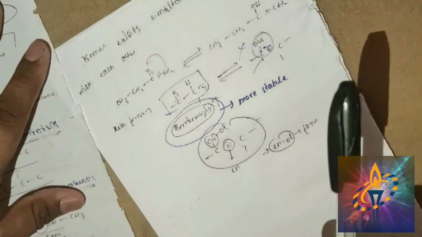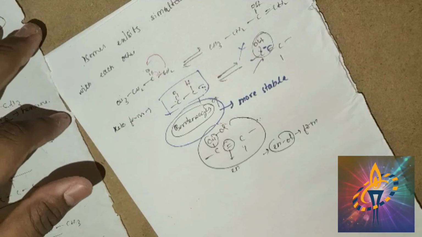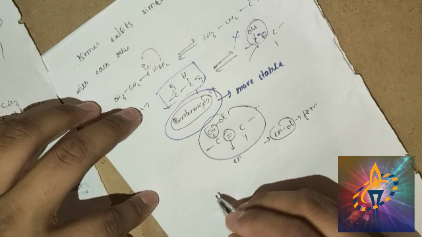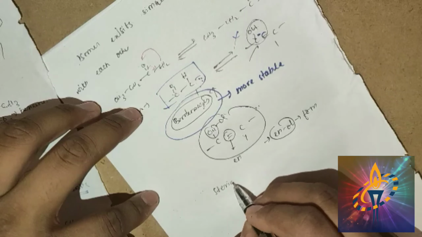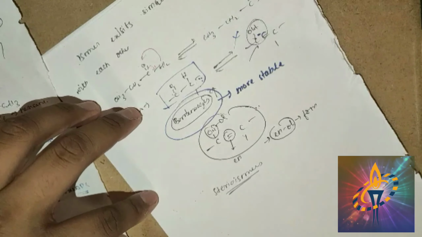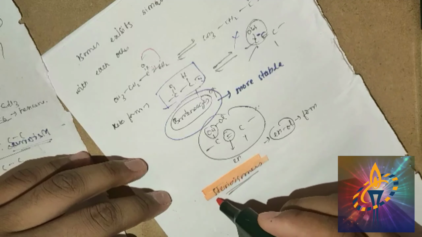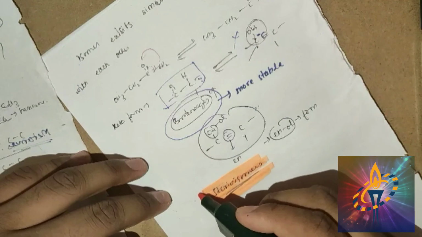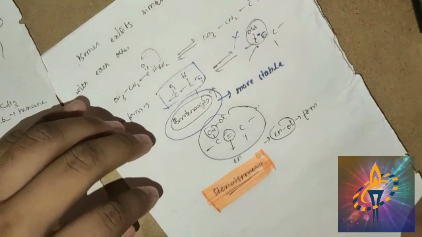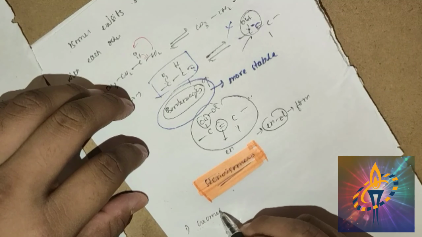Now coming to stereoisomers. I think I should take two sessions for stereoisomers. In stereoisomers, this is one of the most important topics in the whole of organic chemistry. Listen to it carefully. In the stereoisomers, first is geometrical isomers.